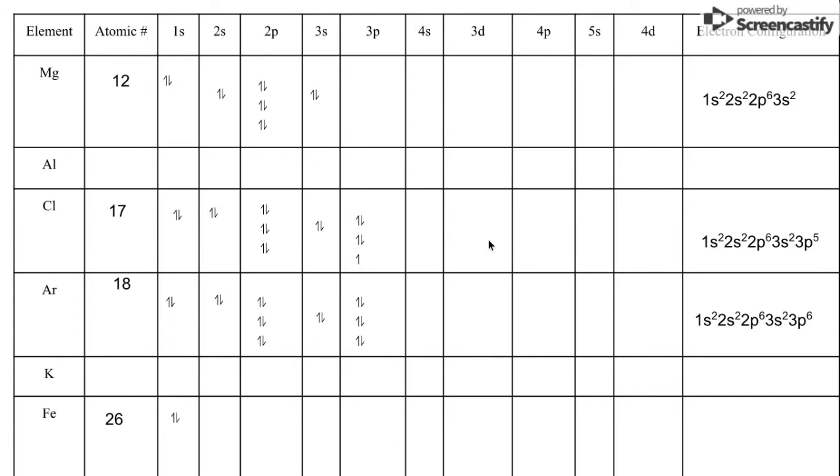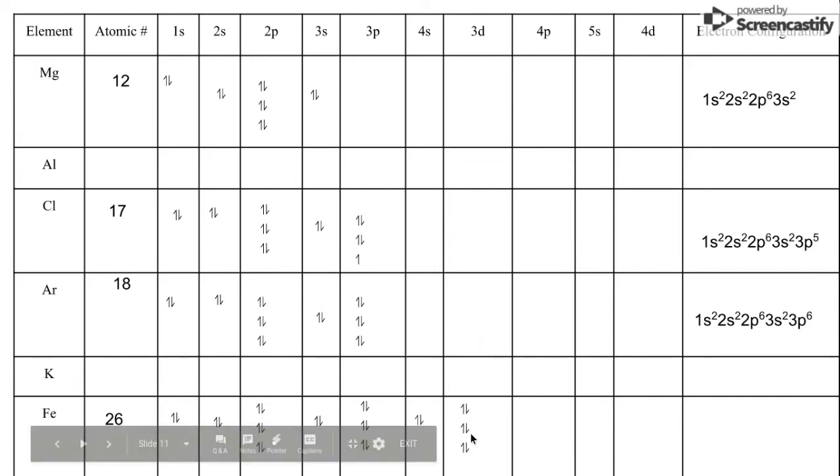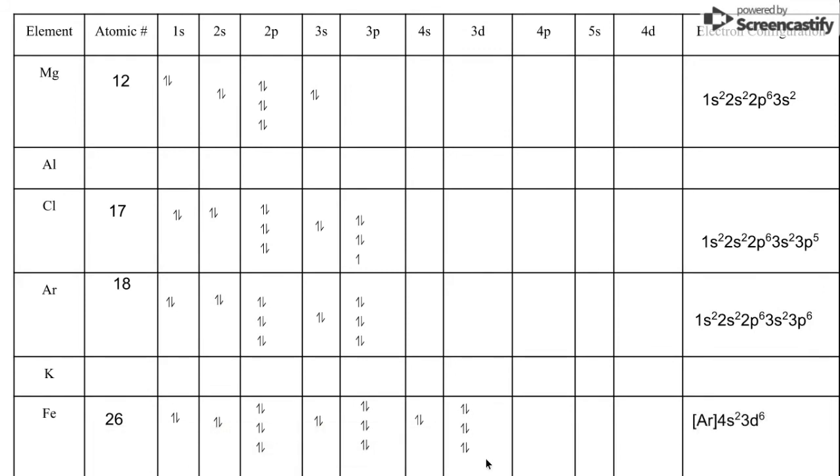First 2 go into 1s, the next 2 into 2s, the next 6 go into 2p, the next 2 go into 3s, the next 6 go into 3p, then we have 2 in 4s, and here we get our first electrons going into the 3d orbitals. We have 6 going into 3d.